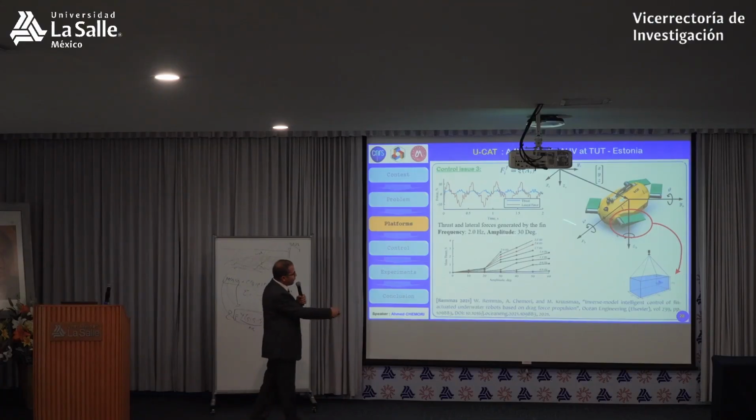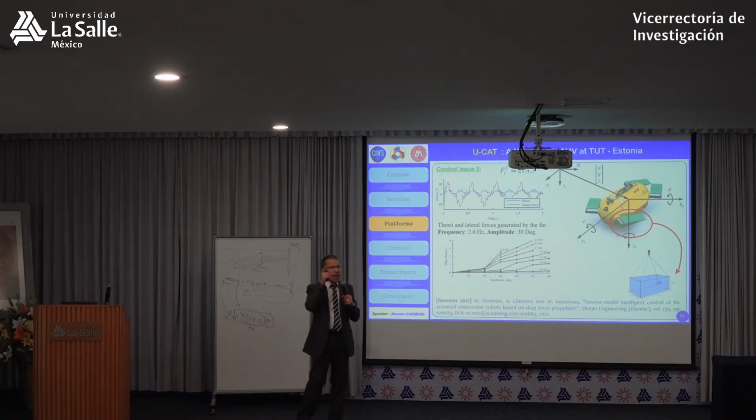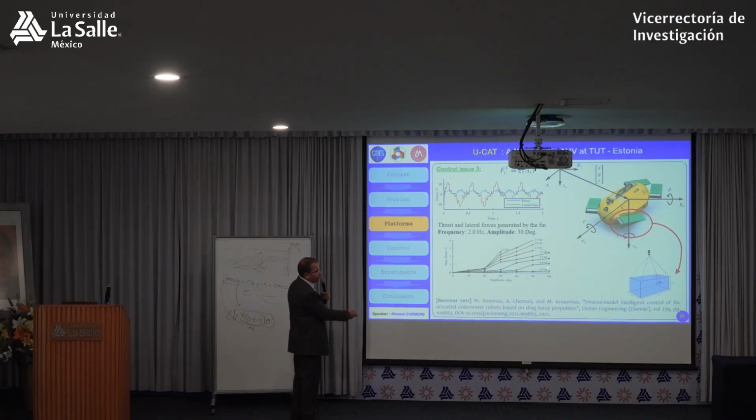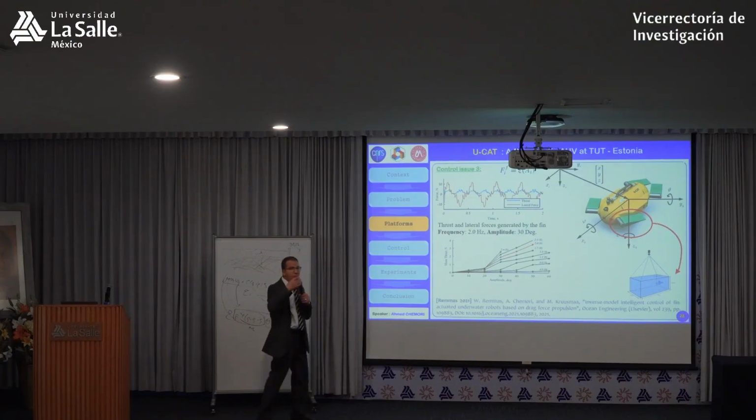So we did experiments for different situations, and we took different points. Look here at the amplitude: 10, 20, 30, 40, 50, 60 degrees. And here the frequency: 0.5, 1, 1.4, and so on. And look at the red curve here, 2 hertz. This is the fixed frequency. And if you increase the amplitude, you increase the thrust. And we use this as a control input.